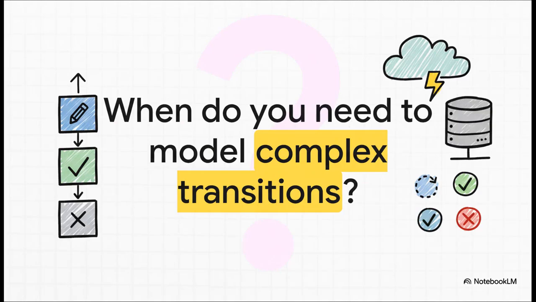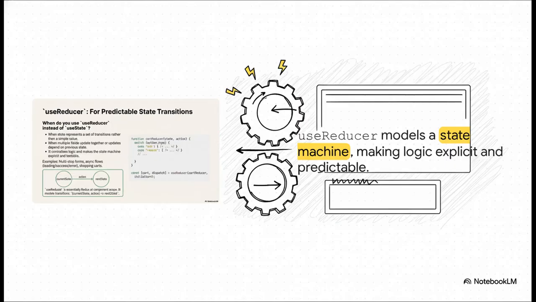Okay, but what happens when things get a little messier? What if your state updates aren't just simple value changes? I'm talking about a multi-step wizard, or that classic loading, success, error dance you have to do every time you call an API. A simple useState starts to get clumsy here. You need a different tool. And this is exactly where useReducer shines.